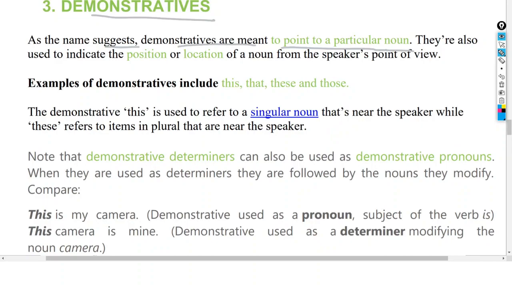Let us see the example. The demonstrative example: this is my camera. Okay, this is my camera. This is the demonstrative determiner. Here, this is used as a pronoun, the subject of the verb is. In the sentence 'This camera is mine', this is used as a determiner, modifying the noun camera.